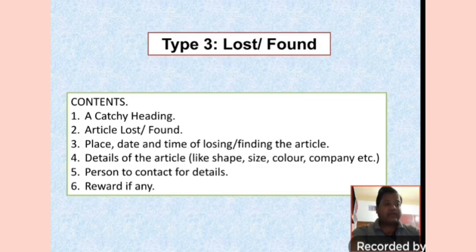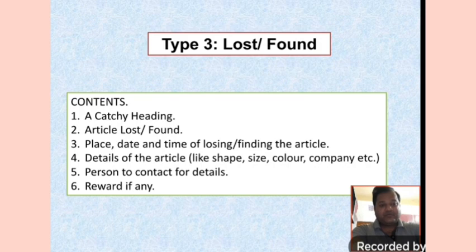And then if the article is found, who is the person to be contacted? And then your notice should also say whether the person who finds that article will be rewarded or not. So if there is any reward for that person, that should also be mentioned in the notice. Now these are the three different types of notice, and in fact you must have a sample of all these three types of notices with you.